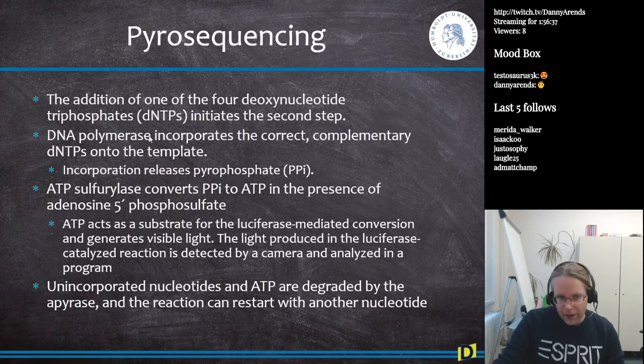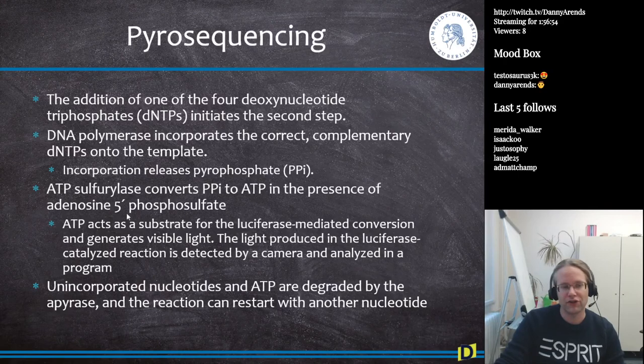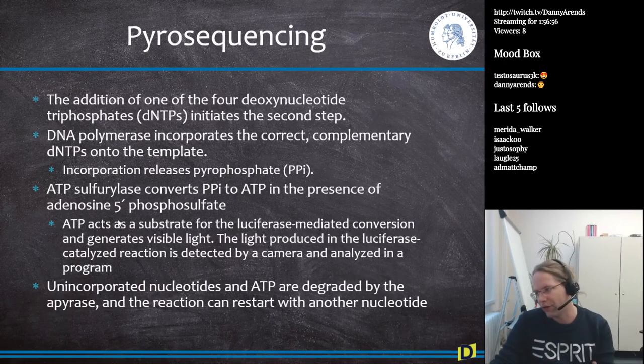So here in more detail, the first step is adding one of the nucleotides, and then DNA polymerase adds the correct one. So the incorporation releases pyrophosphate, and then ATP sulfurylase converts this to ATP in the presence of, and so on, but you don't have to know this in detail.